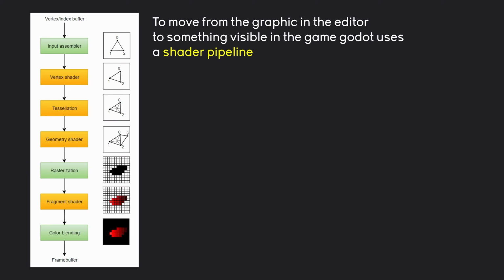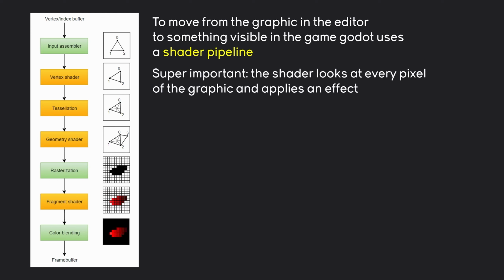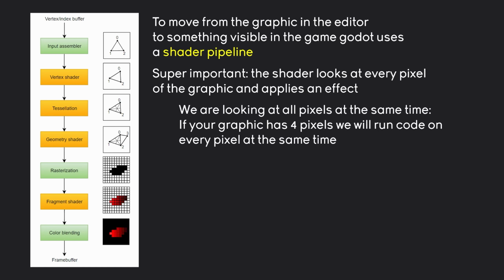And during this process, you can customize things. For example, during the fragment shader, you can customize the colors that are being drawn. Although step by step. Before we get to that, the next important thing that you have to understand is that a shader is looking at every single pixel of the graphic individually and then applies an effect. So for example, if we have a graphic with 4 pixels, we are going to run some code for every single pixel at the same time.